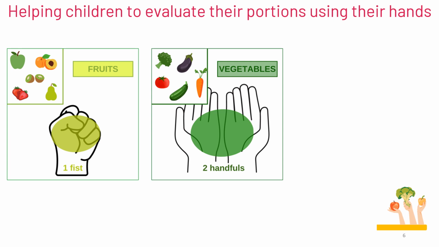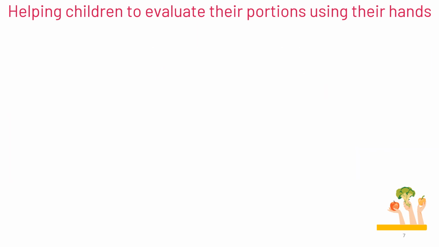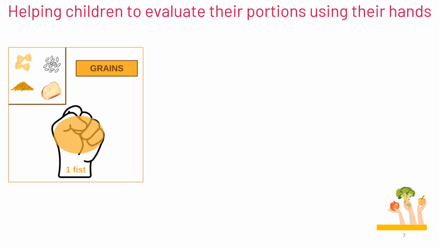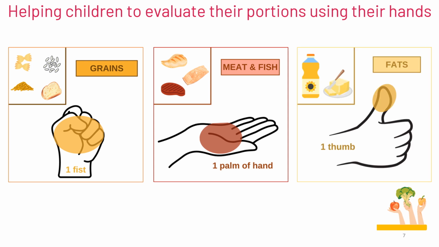For sweet products, the portion is 2 fingers and very occasionally. You can demonstrate this by cutting up a slice of cake. Your slice will be much bigger than a child's. Then, for cereals or starchy foods, it's exactly the same as for fruit, the equivalent of the size of a fist. For meat and fish is the equivalent of the palm of a hand. Finally, for fats is the equivalent of a thumb.